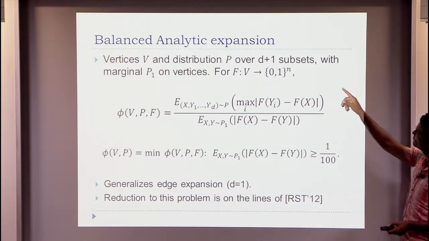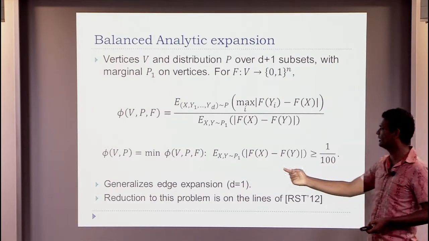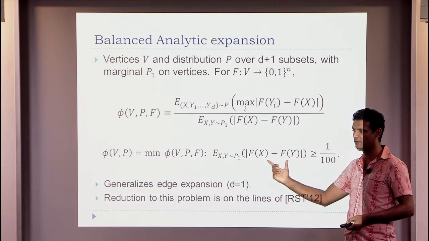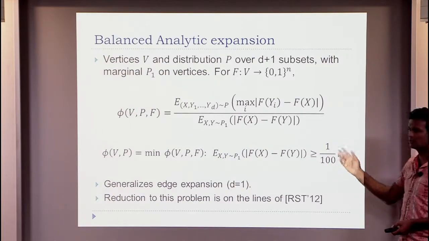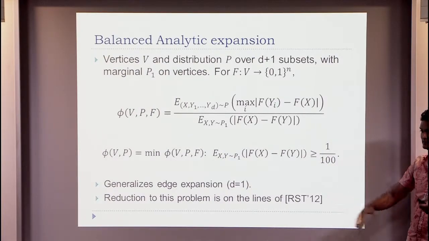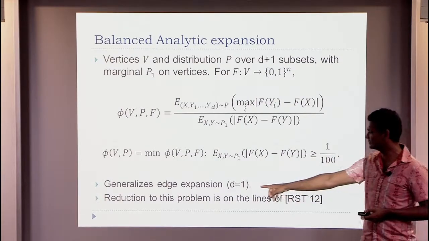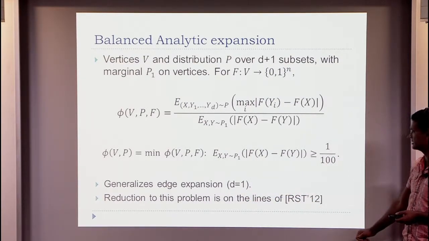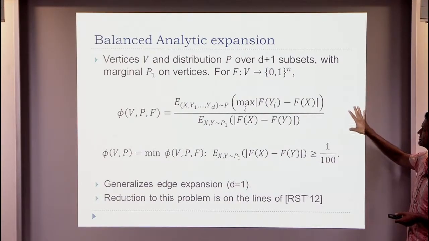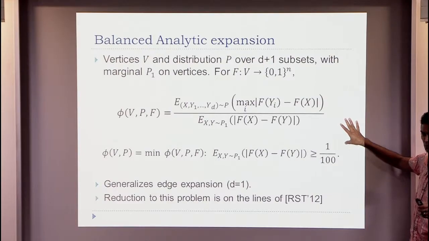And so we want balanced also, which just means that we enforce that when we pick a pair of vertices, your value is at least one. The function is balanced. So I generalized edge expansion because d is 1, as just remarked. And we will now reduce from small set expansion to this problem, which is starting to look like vertex expansion already, right? And hypergraph expansion.